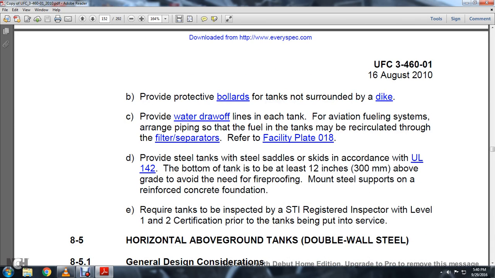Provide steel tanks with steel saddles and skids in accordance with UL 142. The bottom of the tank is to be less than 12 inches above the grade to avoid the need for fireproofing. Mount steel supports on the reinforced concrete foundation. Require tanks to be inspected by an STI registered inspector with Level 1-2 certification prior to the tanks being put into service.